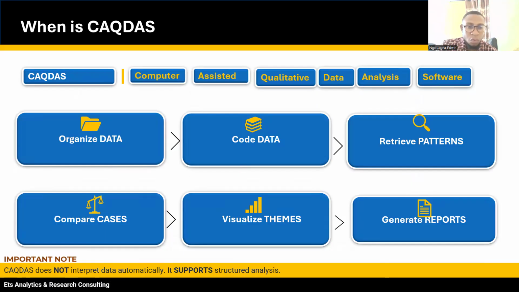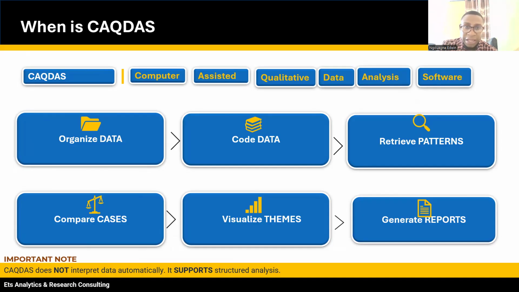So, what computer software can you use to analyze this type of data? The type of computer software that can be used to analyze this data falls in the group called computer-assisted qualitative data analysis software, or CAQDAS. This software organizes your data, helps you to code the data, retrieve patterns, compare cases, visualize themes, and you can use it to generate reports.